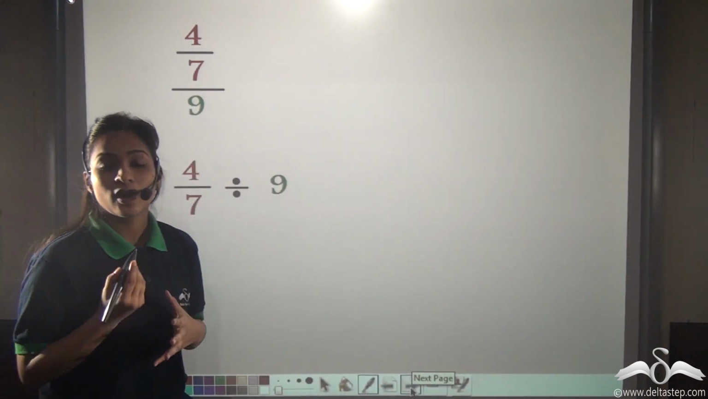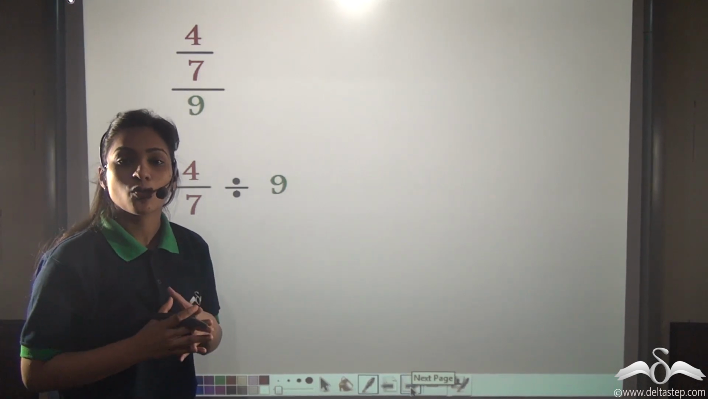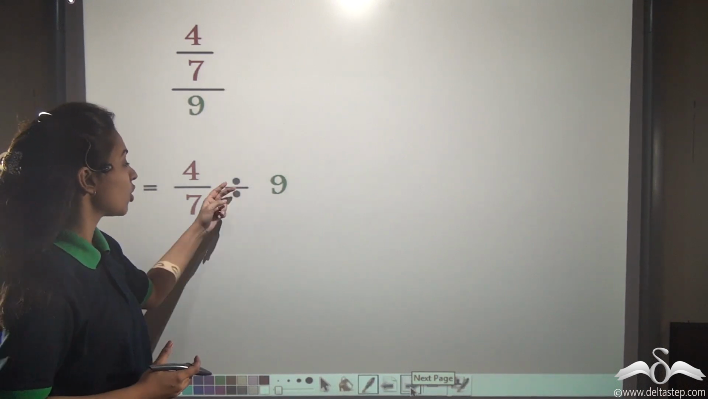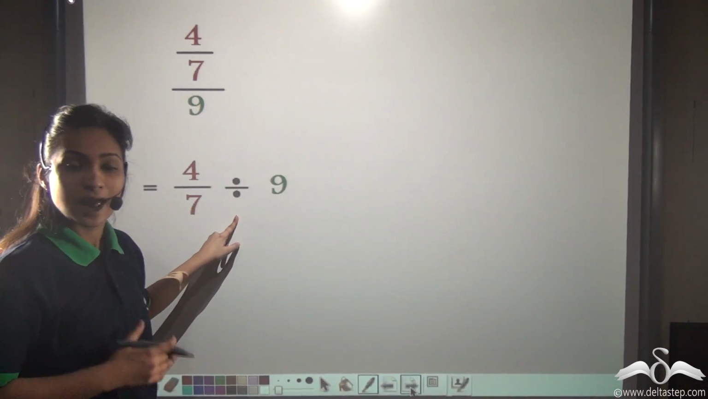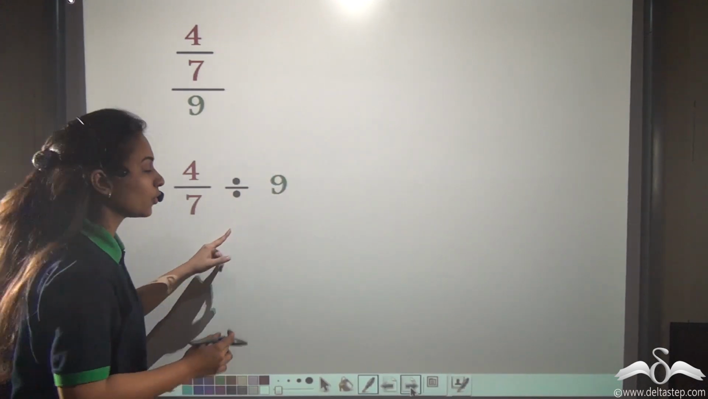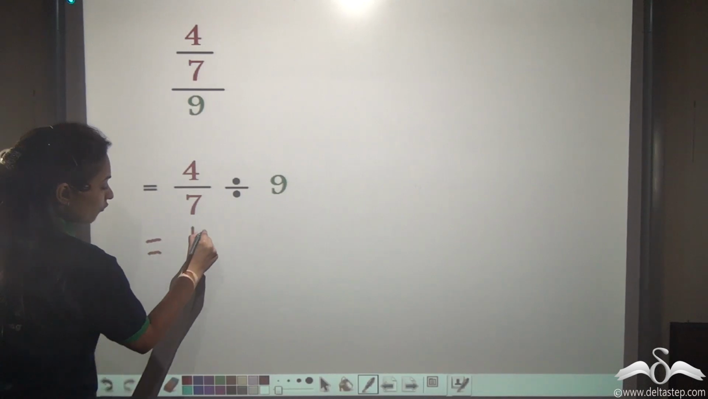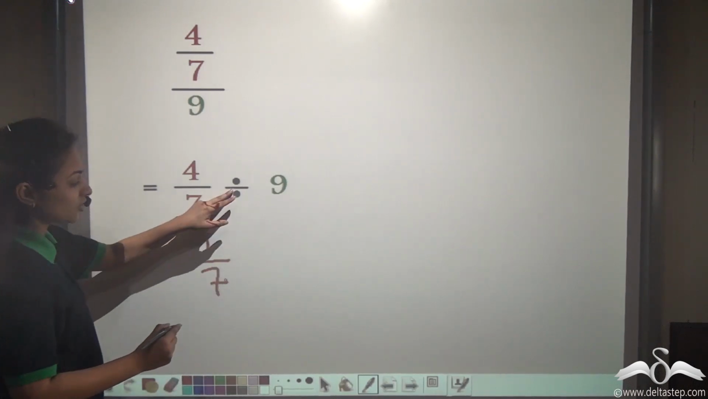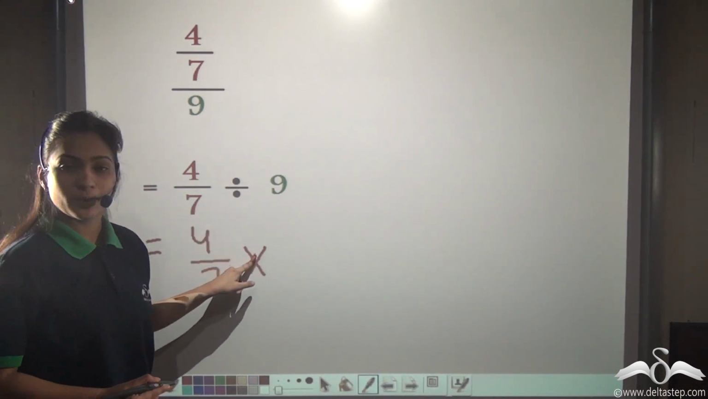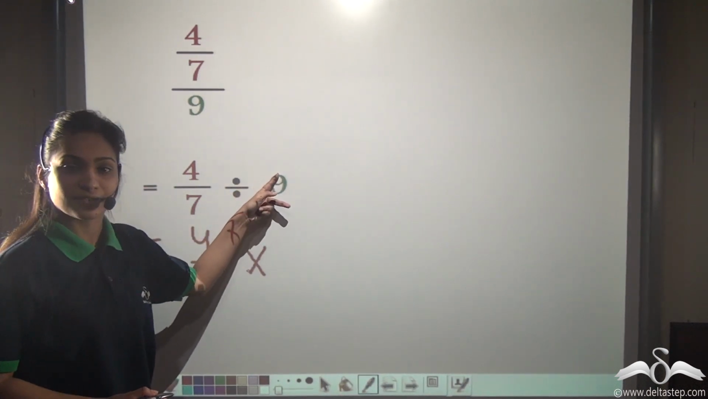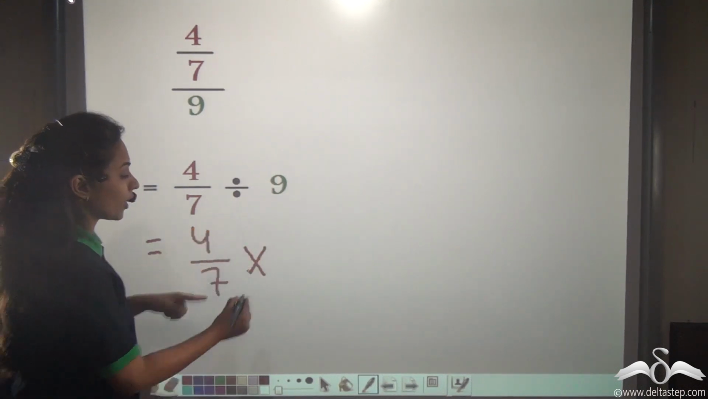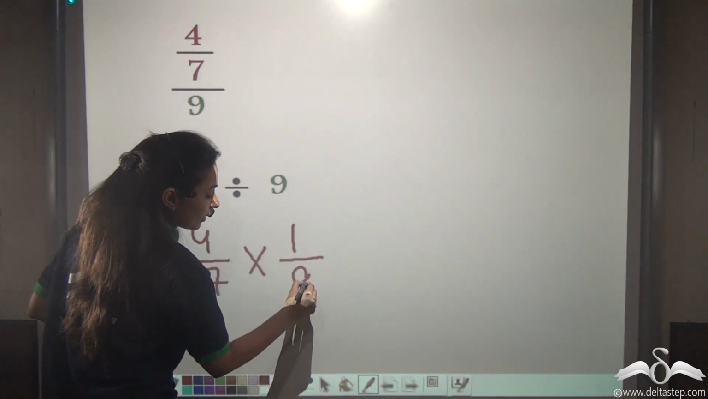Now, when you have learned fractions in previous lectures, what do you do when you divide fractions? Whenever you have to divide fractions, you convert this into multiplication, and for that you reciprocate the second fraction. That is what you do. So we will do the same thing here. 4 by 7 division becomes multiplication, and as we have converted division into multiplication, we will reciprocate the second fraction. So here 9 by nothing means 9 by 1. So reciprocating it, we get 1 by 9.